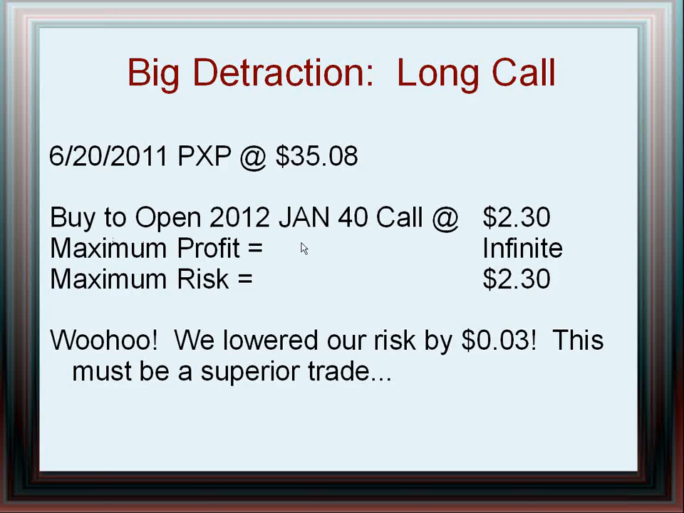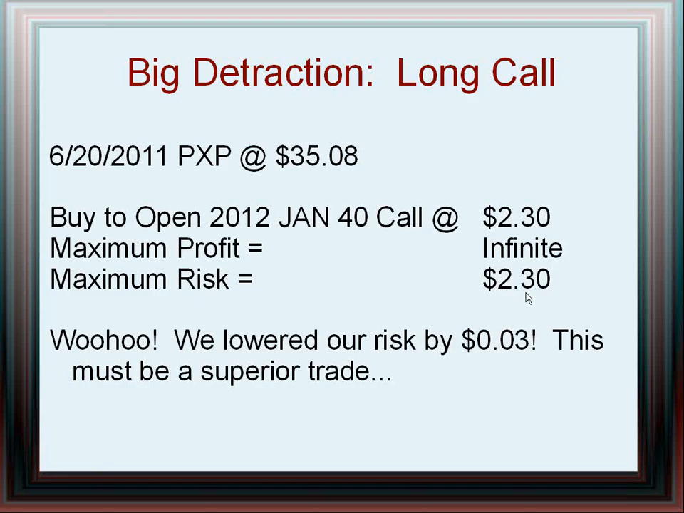I could buy to open the January 40 call. That's a parity trade, right? Buying stock and buying a January 2012 40 put option, isn't that the same thing as buying the January 40 call? Well, here the January 40 call had an ask price of 2.30. The maximum profit is infinite, just like the married put position, and the maximum risk is $2.30. So we just proved Doug's point, didn't we?